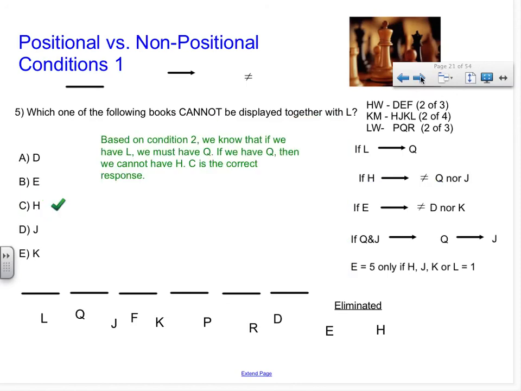Based on condition 2, we know that if we have L, we must have Q. If we have Q, then we cannot have H. Therefore, C is the correct response.